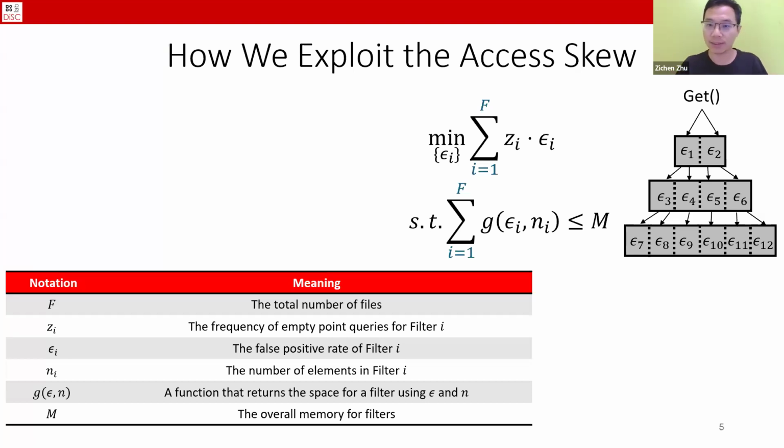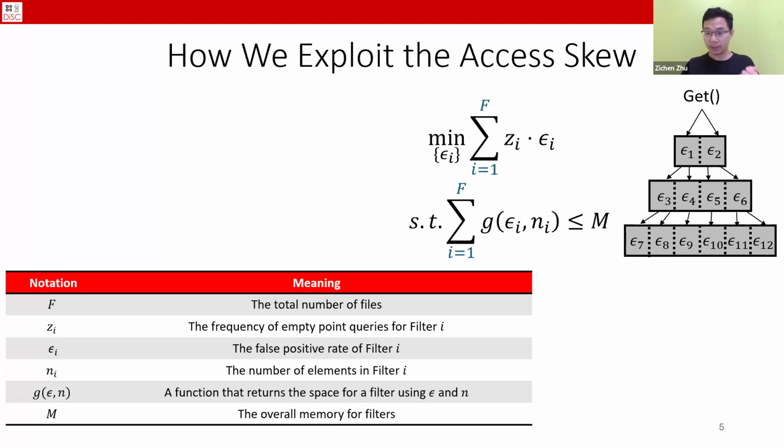Here, the capital F represents the number of files in total, and z_i represents the number of empty point lookups for file i. Epsilon_i represents the false positive rate for the filter in file i. The term we are minimizing here represents the number of unnecessarily triggered IOs from filters. And in the constraint, we require the total space occupied by the filters should not be larger than a fixed memory budget, M. The G function takes two parameters, epsilon_i, the false positive rate, and N_i, the number of key-value pairs in file i.